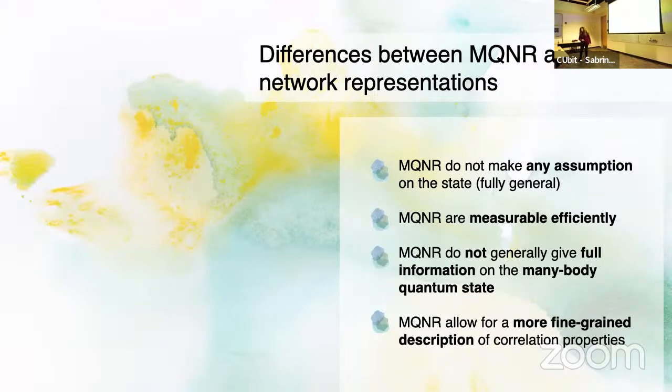They are measurable efficiently. This is because, as I said, we have developed this way of doing overlapping tomography, and therefore constructing the networks in a not costly way, so log n scaling. And they are generally not giving, however, the full information on the many-body quantum state, but they allow for a more fine-grained description of the correlation flow.